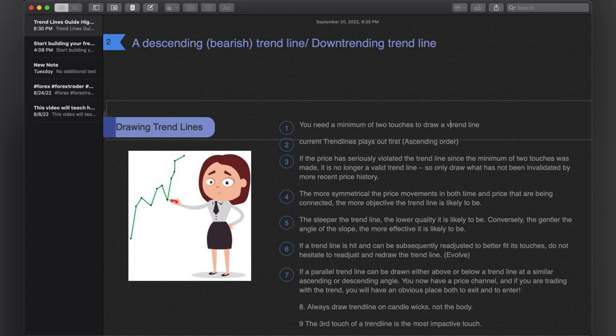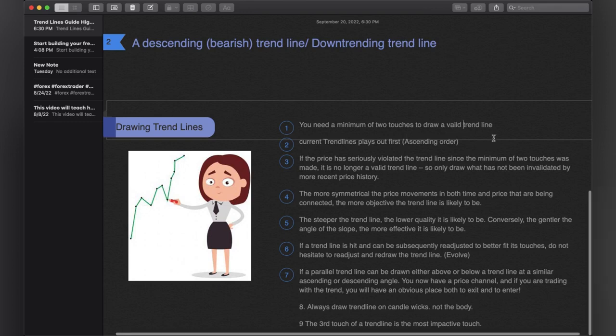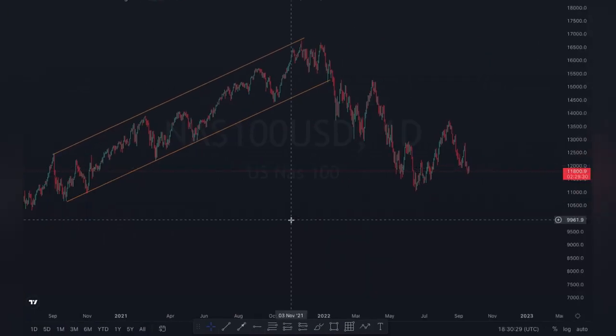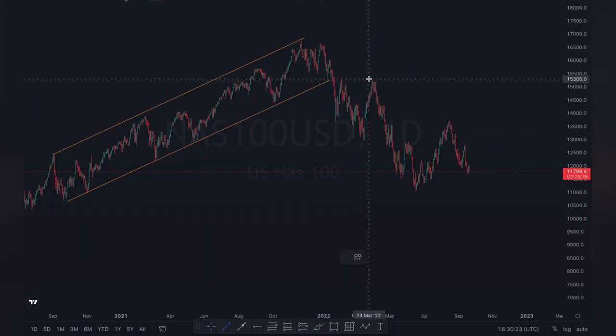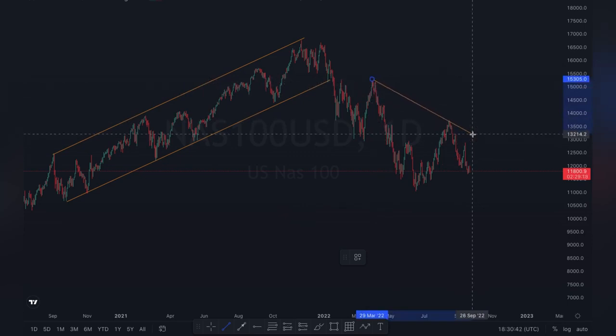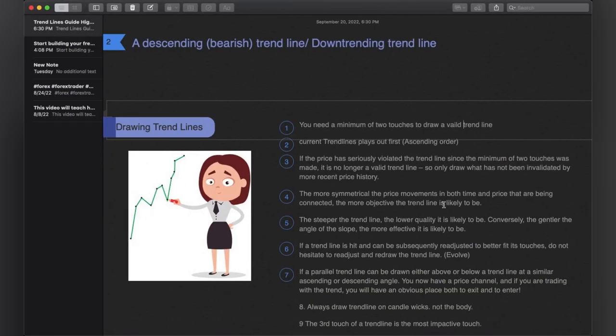Let me say a valid trend line, because you can draw anything on the chart and call it a trend line. A valid trend line needs a minimum of 2 touches. It has to be 2 or more, you understand? You can't have just one pivotal point and call it a trend line. It can't work. It has to connect 2 or more touches. So it's easy.